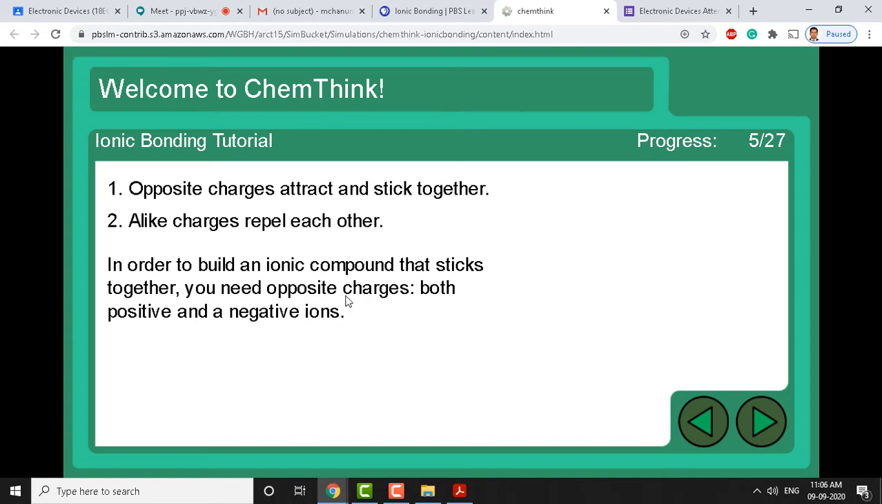Here again, opposite charges tend to attract each other. You should have both positive and negative ions. This kind of ions is required in order to form ionic bonding. That means if the ions are of the same type, you cannot make ionic bonding. Ionic bonding formation will not take place. When the ions are of opposite type, then ionic bonding formation will take place.